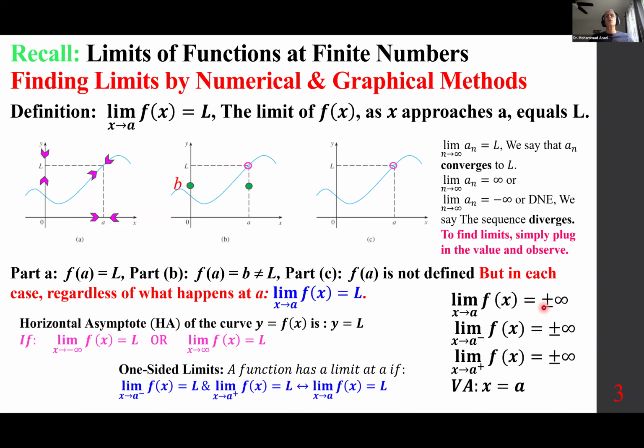The limit exists if one-sided limits are identical. A function has a limit at a if the limit of f of x as x approaches a from the left equals L, and the limit of f of x as x approaches a from the right equals L, which results in the limit of f of x as x approaches a being L. So that's the synopsis of what we covered.